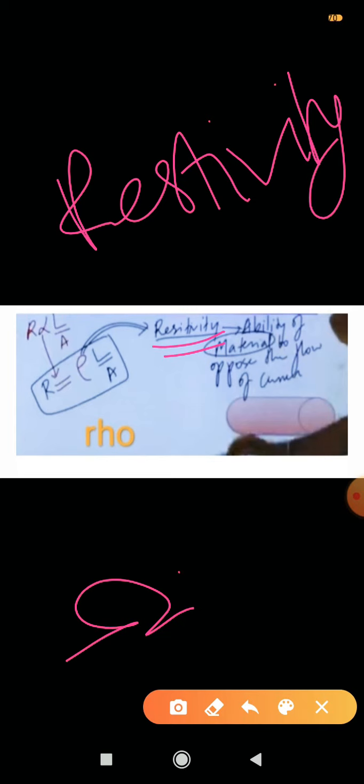So now, what is rho? Rho stands for resistivity, and its SI unit is ohm meter. The SI unit of resistance is ohm, but the SI unit of resistivity is ohm meter. What is the definition of resistivity? It is the ability of a material to oppose the flow of current. All materials have different resistivity. This symbol stands for rho, like a bending P.